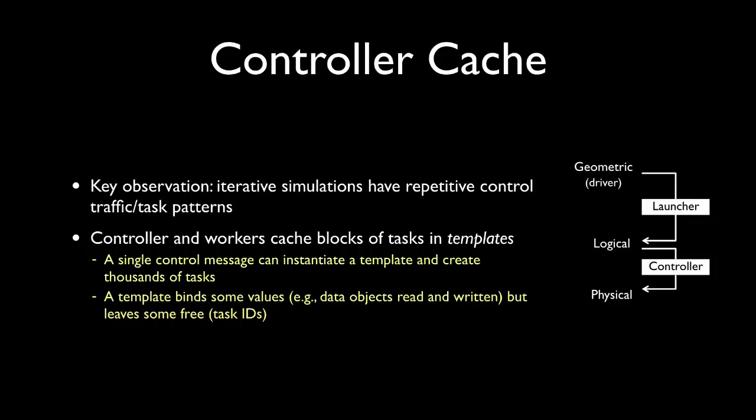So Nimbus solves this problem by caching the control traffic and the program structure. The key observation here is that fluid simulations are extremely iterative in nature. You're running a loop or nested loops that really execute the same set of operations in the same order on the same data objects. And so both the controller and worker nodes can cache large blocks of tasks in a structure called a template. A single control message can spawn, say, 1,000 tasks on a worker. We call it a template because it binds some values, like the physical objects that you access, but others remain free because they need to be determined at runtime, things like your task identifiers.